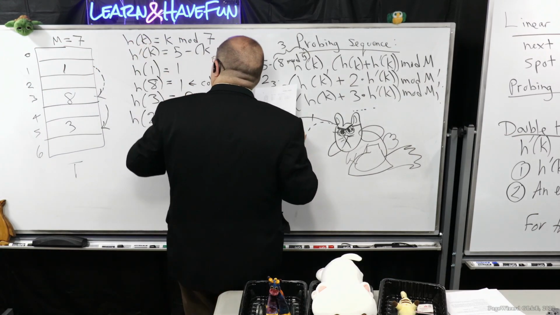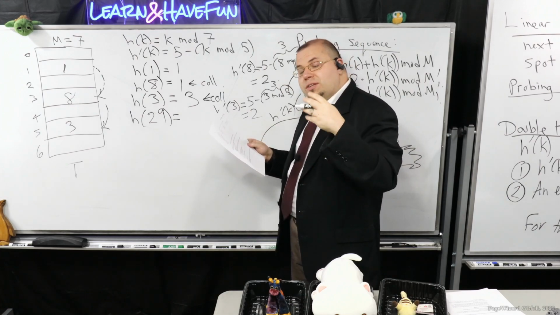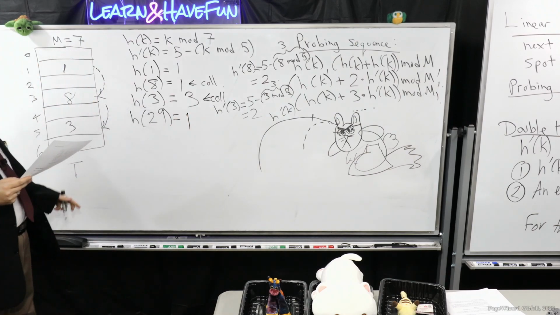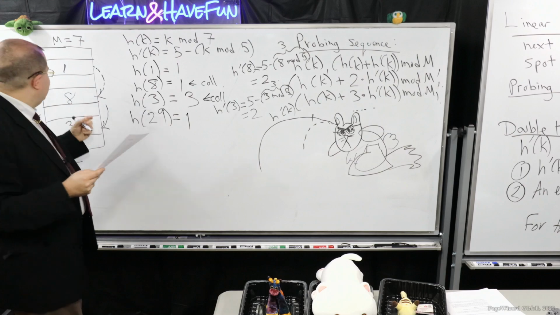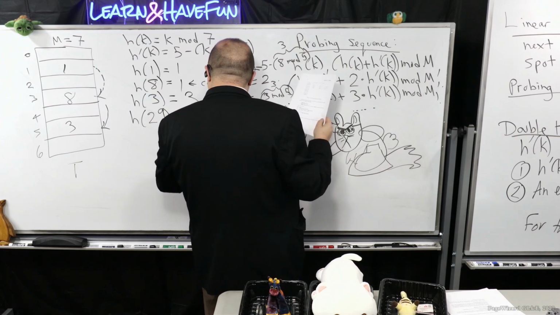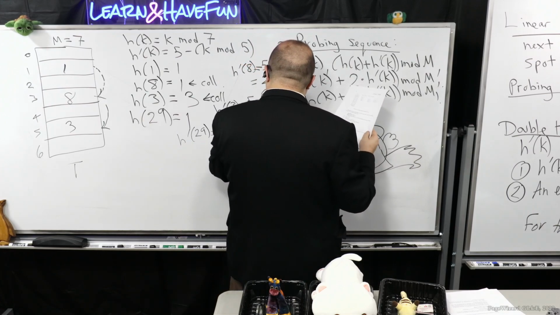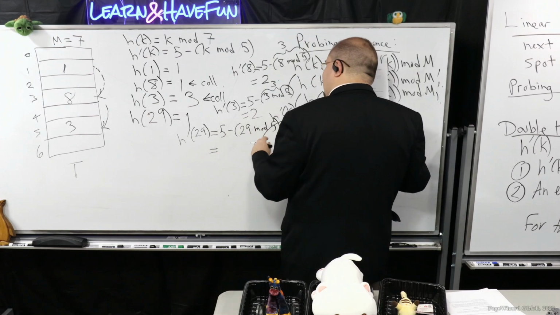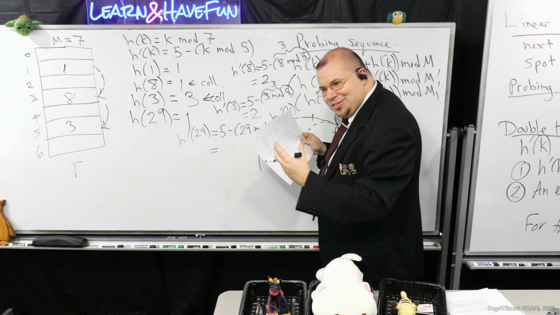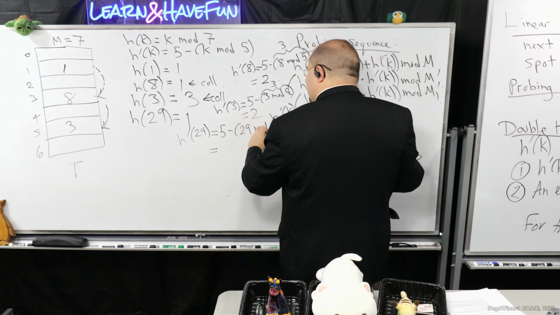How about 29? Well, let's see. 28 mod 7 would be 0 because that's 4 times 7, right? So 29 mod 7 has to be 1. So we're landing on 1 again. So notice 1 has 1 in it. It's kind of funny how that works out. So we've got to check what h prime of 29 is. Well, that's 5 minus 29 mod 5. Which, well, 29 mod 5, okay, 25 mod 5 is 0, right? But this is 4 higher than that, because 29 is 4 higher than 25. So we have this being 4. 5 minus 4 is 1.